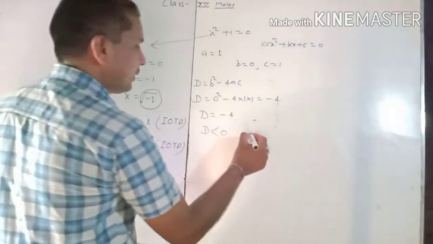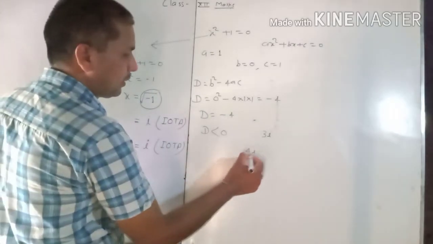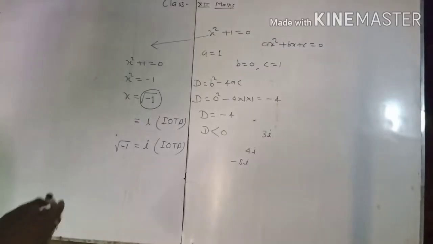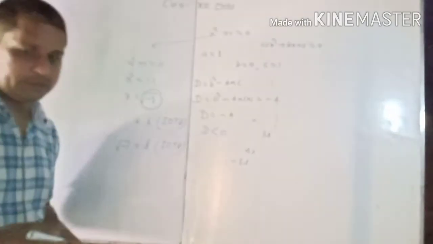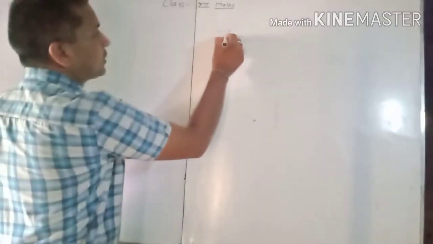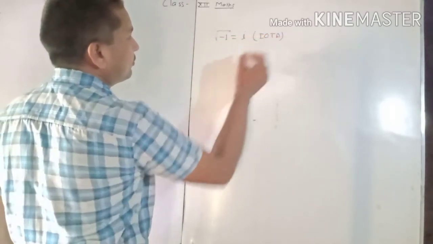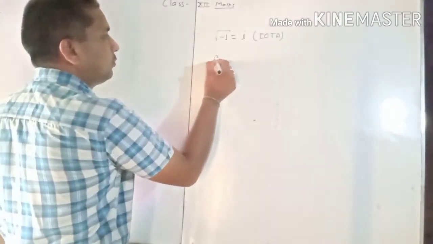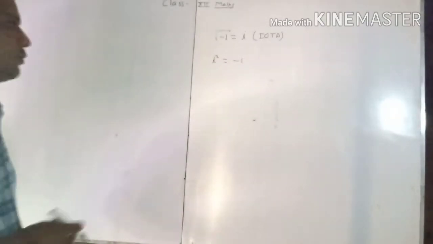For example, 3i is an imaginary number, 4i, minus 5i, all are imaginary numbers. So what is the property of i? Let us discuss it. Under root minus 1 is equal to iota. Root over minus 1 is equal to i, means iota. So i square is equal to the square of this, minus 1. i square is equal to minus 1.